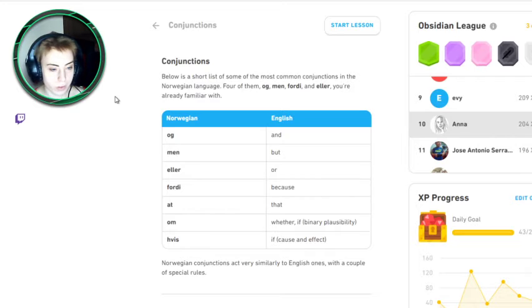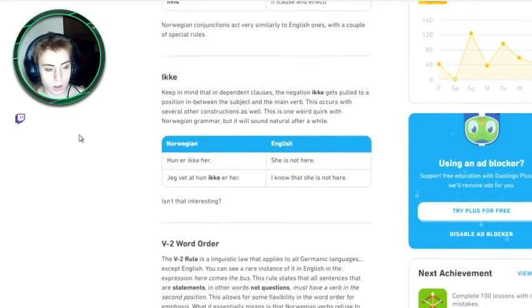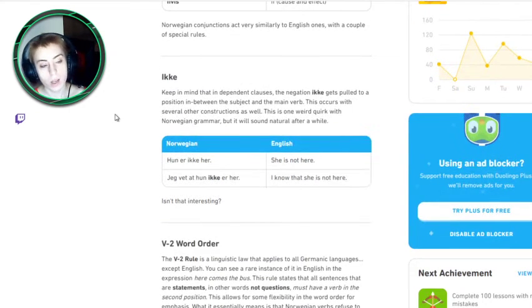So, the common conjugations: og, men, eller, fordi, at, hvis. And, but, or, because, that, whether, if. So they act very similar to the English ones with a couple of special rules. Now, ikke is a negation.